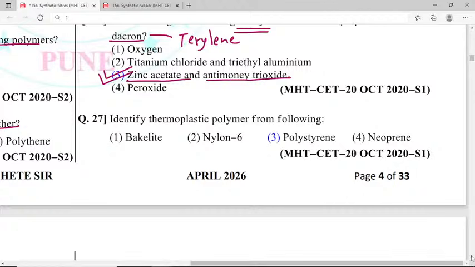Identify the thermoplastic polymer from the following. Polystyrene is an example of a thermoplastic polymer. It is also called thermocol. So polystyrene is also called thermocol.